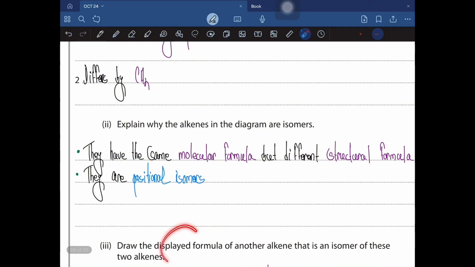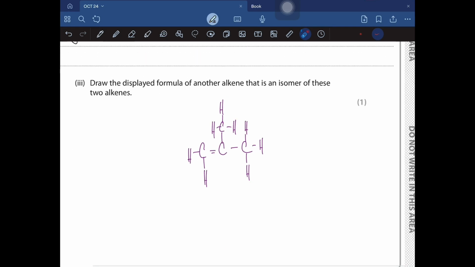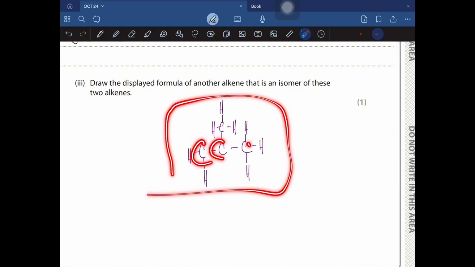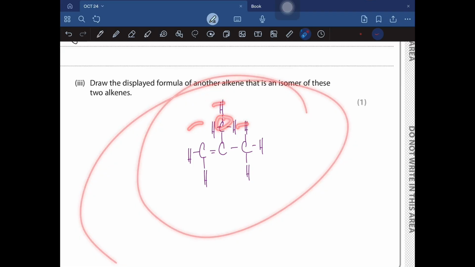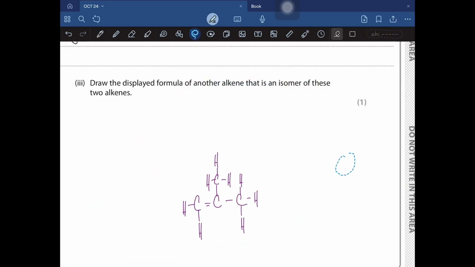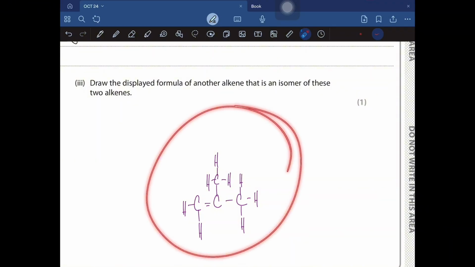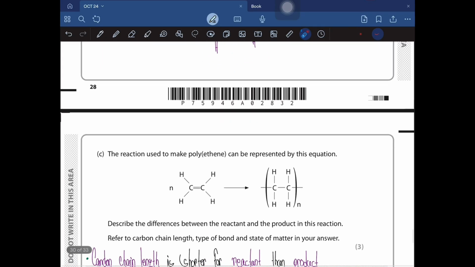Draw another displayed formula of another alkene that is an isomer. So I have gone with this one, CCC, and a branch of this methyl group. So yeah, this should be coming to you. You should be getting a grasp of it once you keep on practicing these structures. The main thing I would suggest is to draw these structures to get a hang of it. Moving on to the next question.